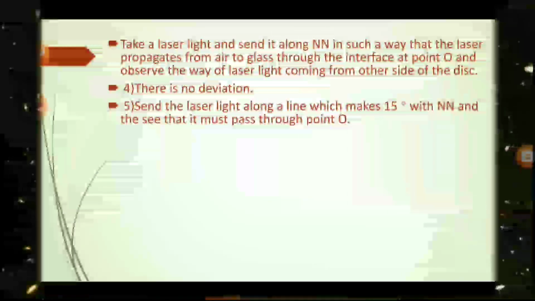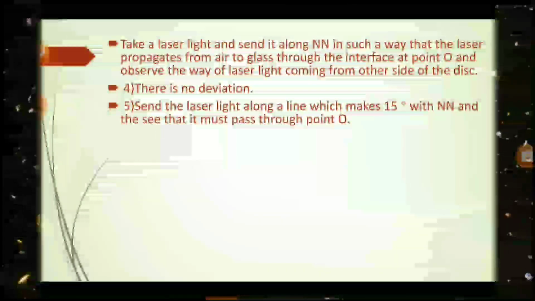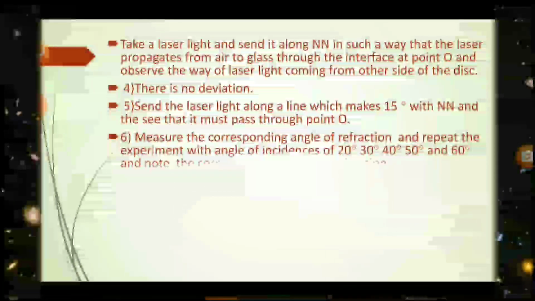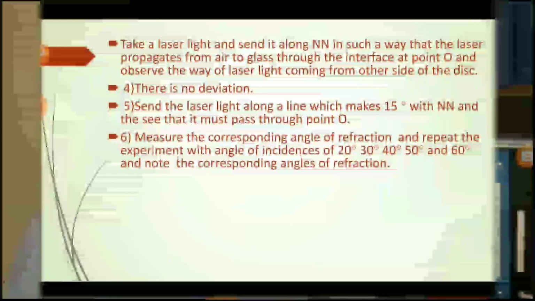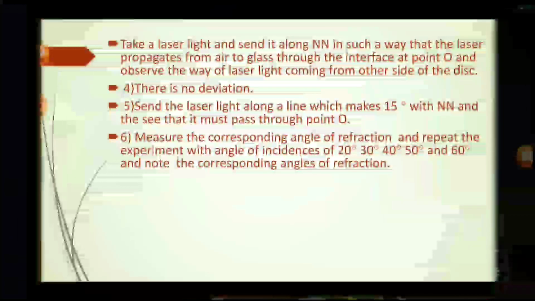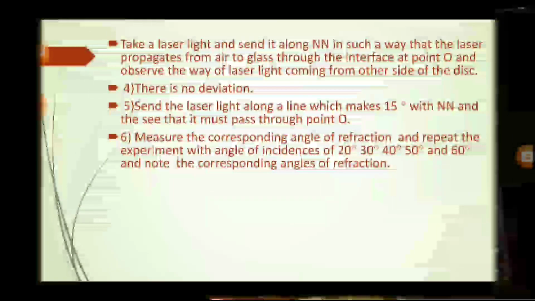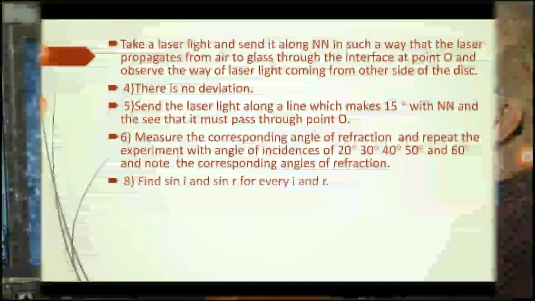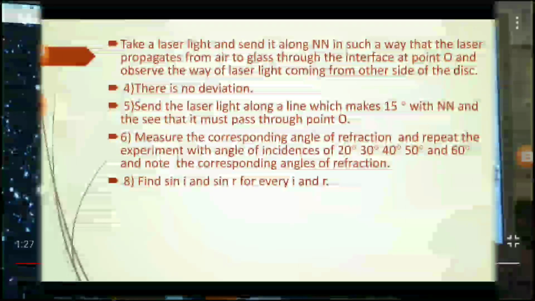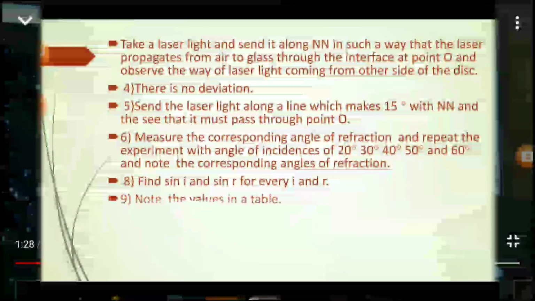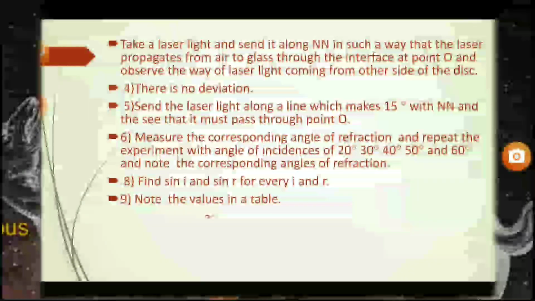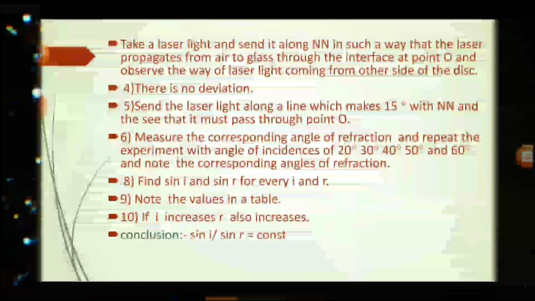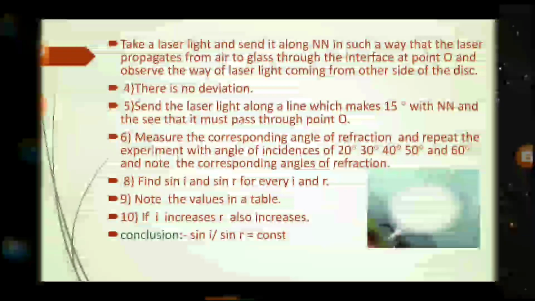Send the laser light along a line which makes 15 degrees with NN and see that it passes through point O. Measure the corresponding angle of refraction and repeat the experiment with angles of incidence of 20 degrees, 30 degrees, 40 degrees, 50 degrees, and 60 degrees, and note the corresponding angles of refraction. Find sin i and sin r for every i and r and note the values in a table. If i increases, r also increases. Conclusion: sin i by sin r is constant.